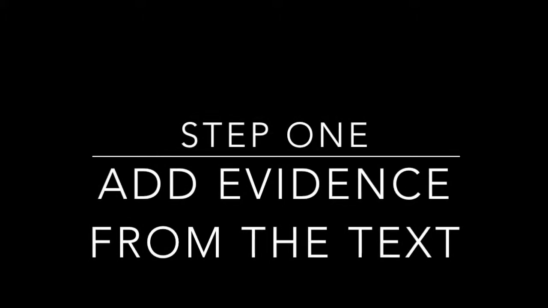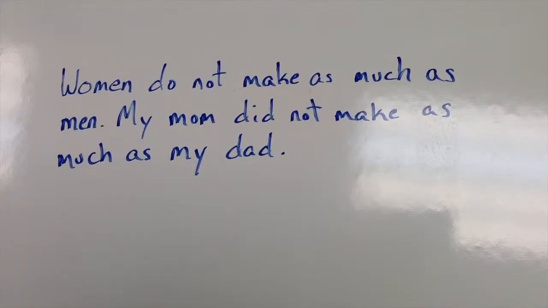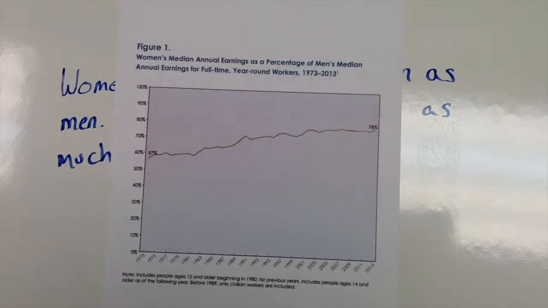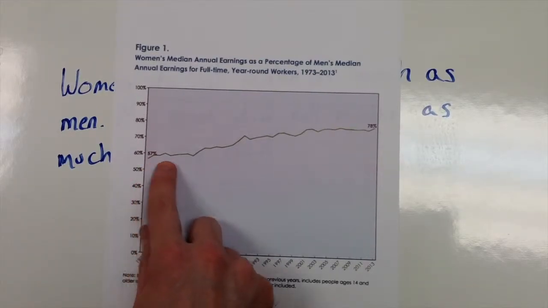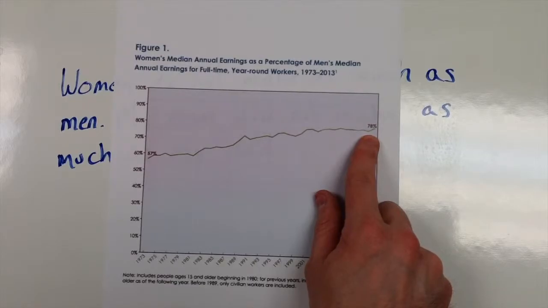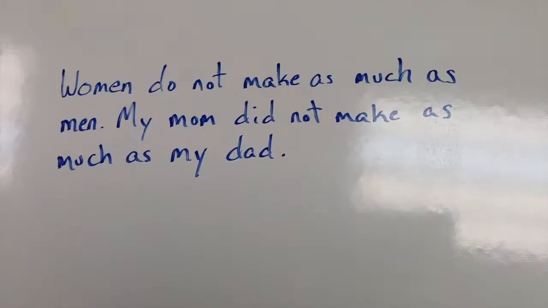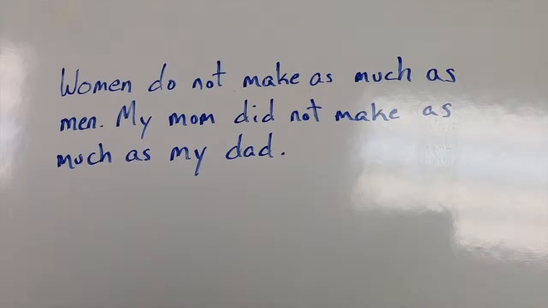So now that we've got our inference, we're going to move on to the first step, which is adding some evidence from the text. So let's take a look at the full graph. And what you're going to see on here is a line, and on the left hand side it says 57%, and on the right hand side it says 78%. And along the y-axis we've got a set of percentages, and along the x-axis we've got some years. And so from this I can make the inference that 78% was the amount that women made compared to men when it came to their annual earnings in 2013.